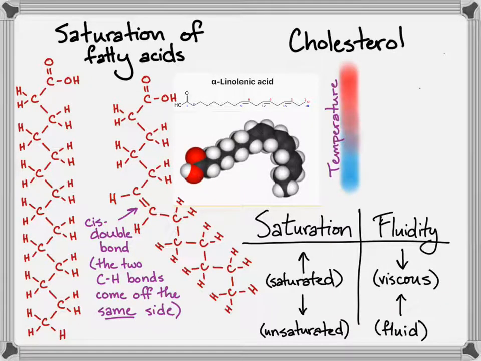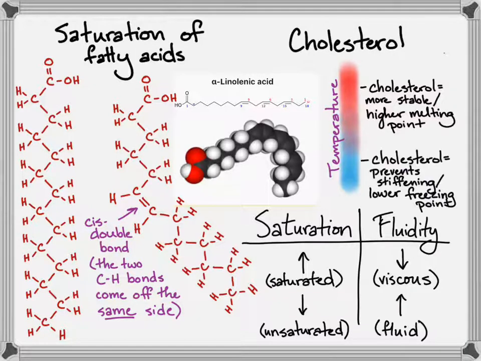Cholesterol has a stabilizing influence according to temperature. When temperatures are moderate, think human body temperature, cholesterol reduces fluidity and stabilizes the membrane. When temperatures are cool and fluidity tends to decrease, cholesterol actually prevents the fatty acids from packing tightly together. So at cold or cool temperatures, cholesterol increases or promotes fluidity. Or, to put it another way, cholesterol lowers the temperature required to solidify a membrane. Pretty cool? I think so.